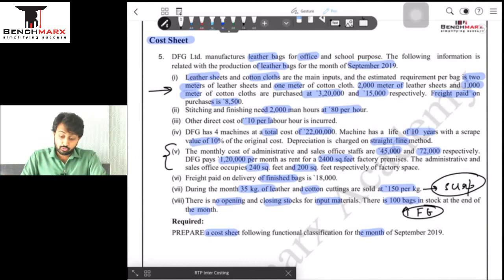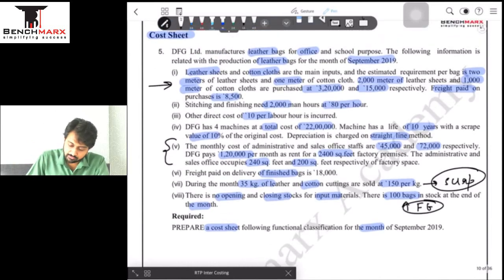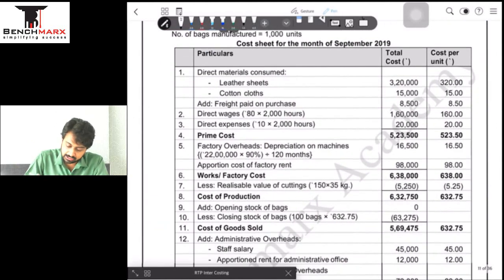Between the two, I would personally recommend to do less from the admin cost, because that is how the format is given in the module. ठीक है, थोड़ा डिस्क्रिपेंसी है, कुछ नहीं कर सकते इसका. ठीक है, सो लेट अस स्टार्ट फ्रॉम द सॉल्यूशन. व्हाट दे हैव डन, मटेरियल्स कंज्यूम.